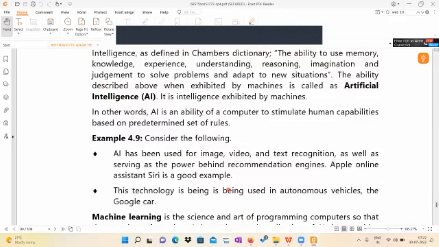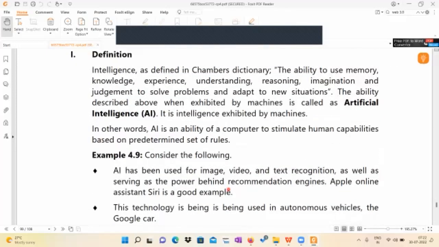Now, the artificial intelligence definition: the ability to use memory, knowledge, experience, understanding, reasoning, imagination, and judgment to solve problems and adapt to new situations. This is nothing but artificial intelligence. So what does the definition mean? As I said earlier, for cleaning the room, we have to show the entire room.